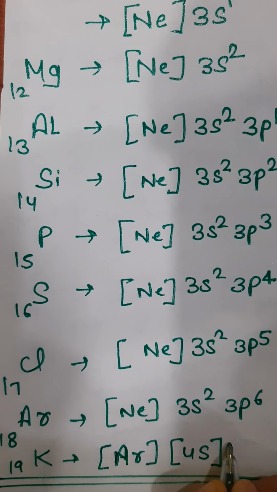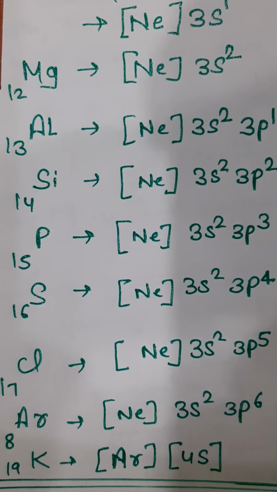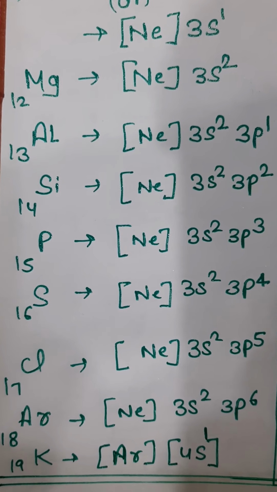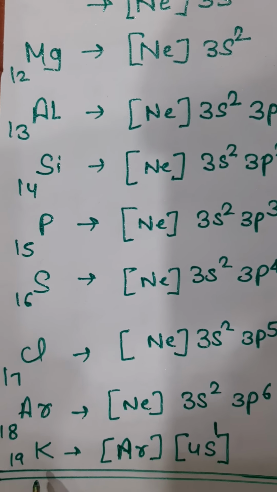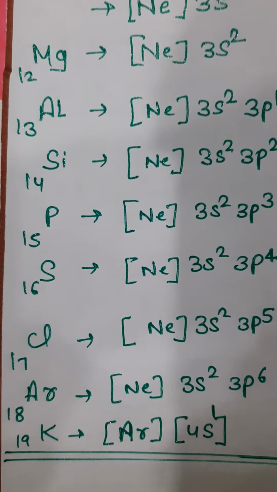Next enters into 4s1, 18 plus 1 is 19, that is for potassium. Next is our calcium.